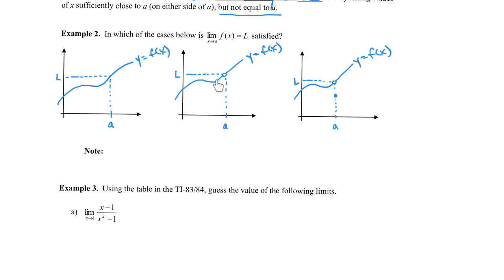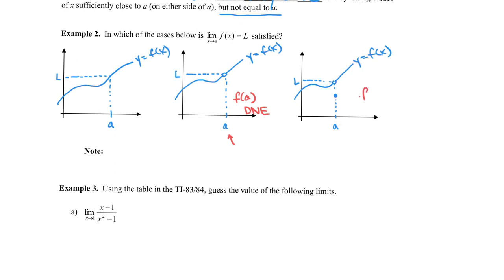You can make this function be as close to L as we want just by getting x close enough to a, but not equal to a. So this also satisfies this condition, even though we can see by looking that f of a does not exist. The key being we don't care what happens at a, only what happens close to a.